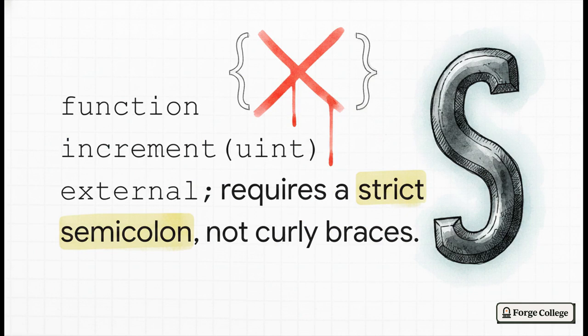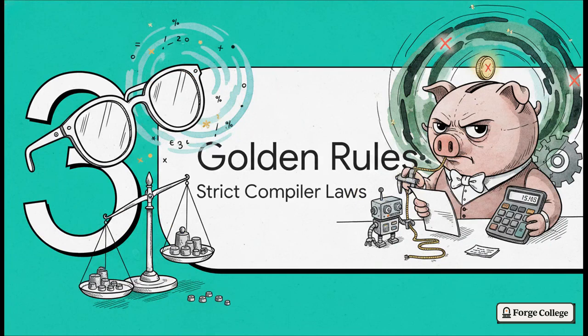Taking a closer look at the syntax itself, check out this simple line of code. Notice how it ends? With the strict semicolon. There are absolutely no curly braces here. No function bodies are allowed. Period. You are literally just stating that a function named increment exists. It takes an amount, and it can be called externally. Full stop.